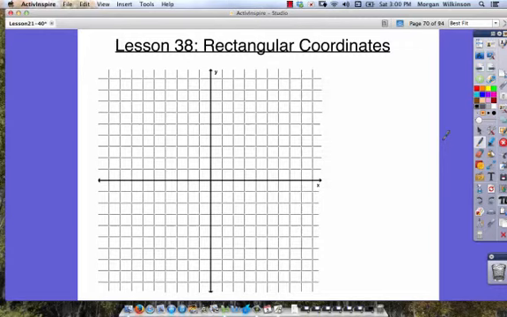Lesson number 38 is all about rectangular coordinates. And whenever we solve a problem with rectangular coordinates, we're just going to be using a coordinate plane. So when we see this with our x going sideways horizontally, our y going up and down vertically, rectangular coordinates will be on a coordinate plane.